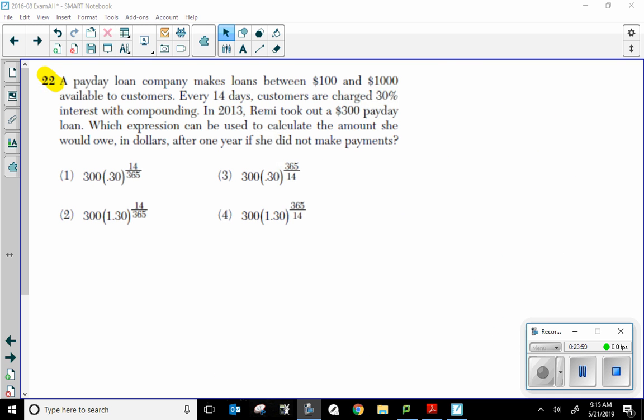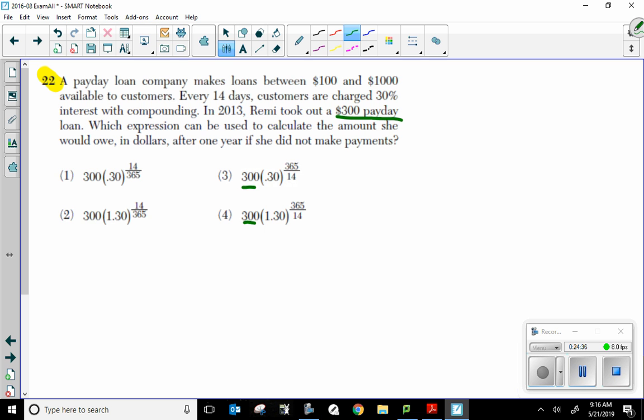22. The payday loan company makes loans between $100 and $1,000 available to customers. Every 14 days, customers are charged 30% interest with compounding. In 2013, Remy took out a $300 payday loan. Which expression can be used to calculate the amount she would owe in dollars after 1 year if she did not make any payments? Okay, here we go. So first of all, she borrowed $300. That's the initial amount. They all start with 300.